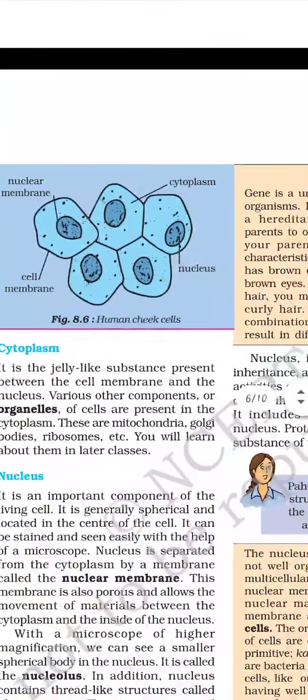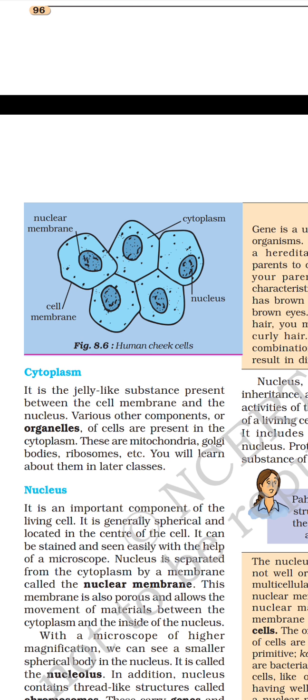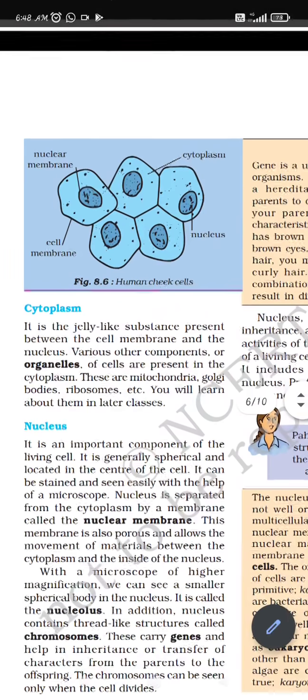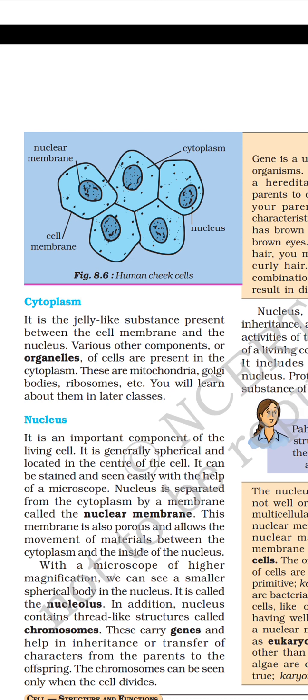So we can say that the nucleus is an important component of the living cell, and it is dense and round, generally spherical in shape. It is located in the center of the cell. It is separated from the cytoplasm by a membrane called the nuclear membrane. This membrane allows the movement of materials between the cytoplasm and the nucleus. And there are small structures present inside the nucleus, and these smaller spherical round shapes present inside the nucleus are said to be the nucleolus.